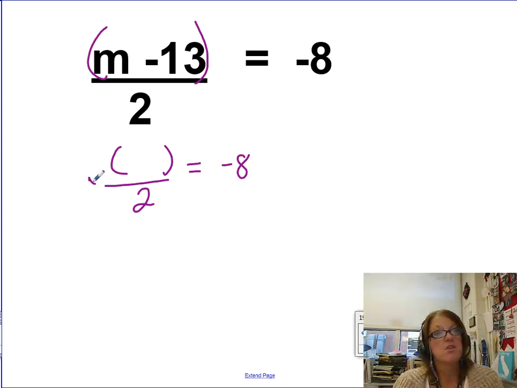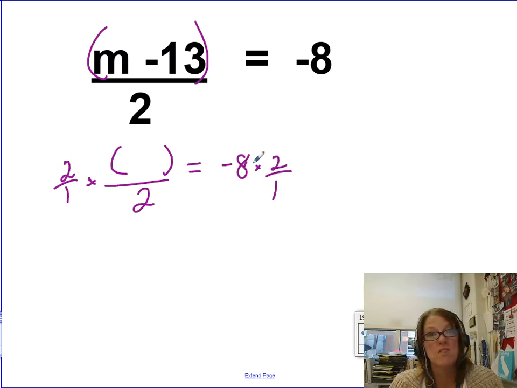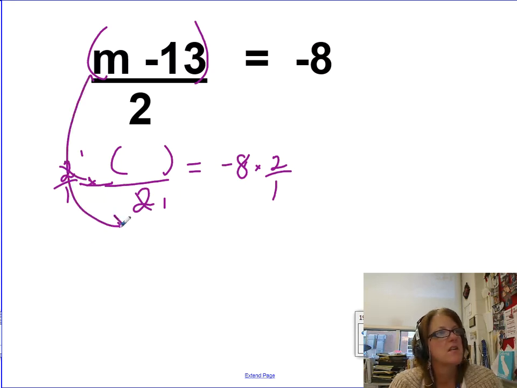But here's how we show it algebraically: multiply on both sides of the equation by 2, because you have to be fair and do the same thing over there. If you do it here, you got to do it there. All right. These divide each other out to give you 1. And anything multiplied by 1 or divided by 1 is just that thing. So whatever was in these parentheses is what we have left, m minus 13.